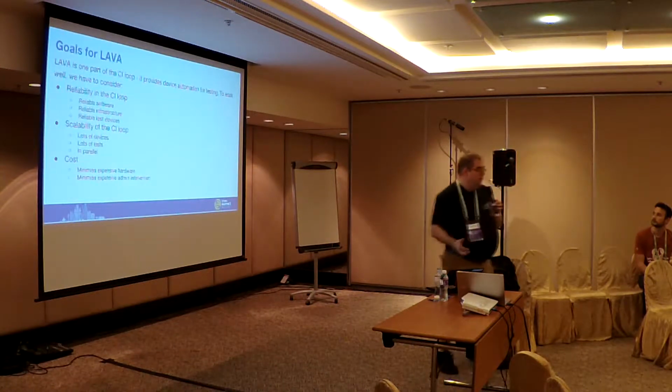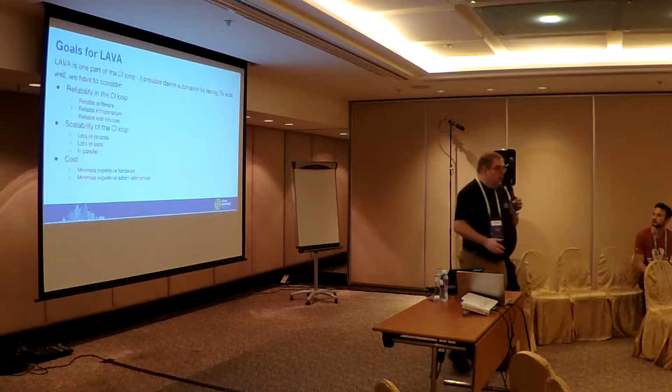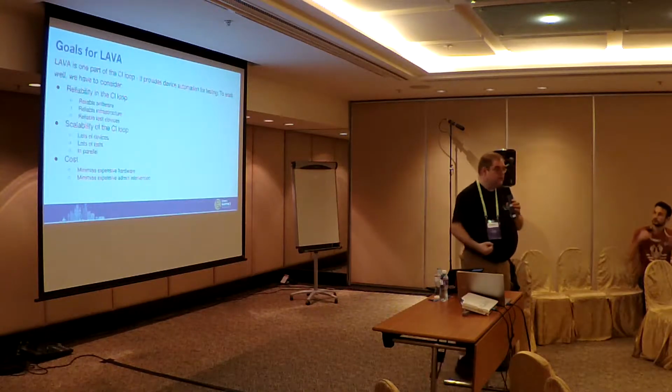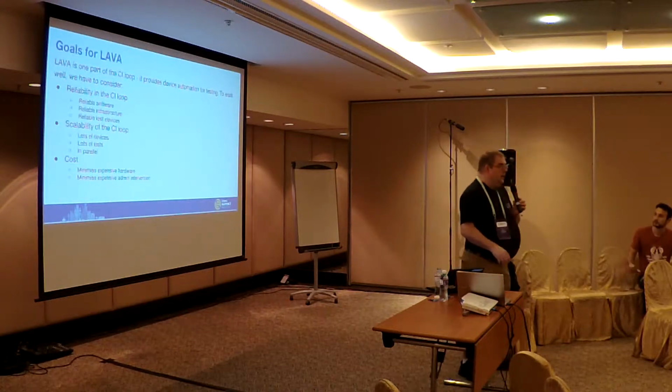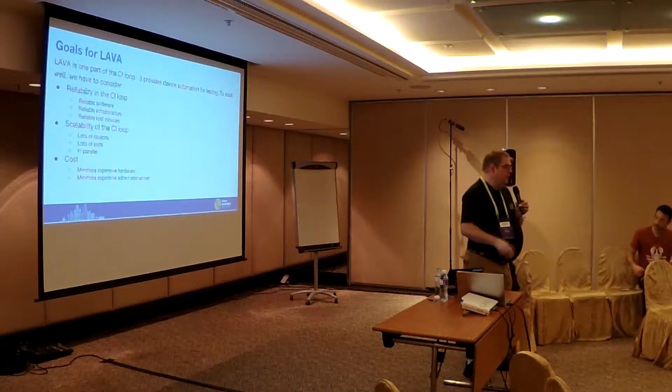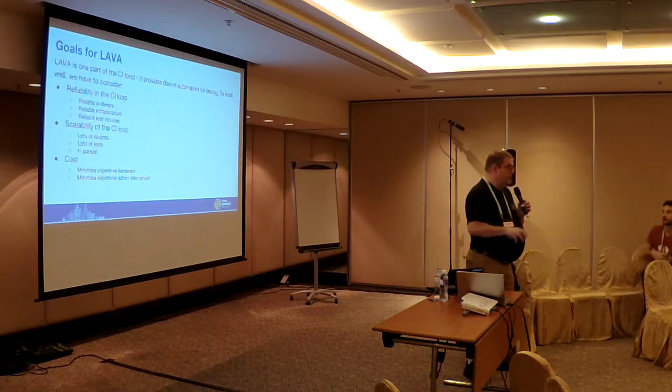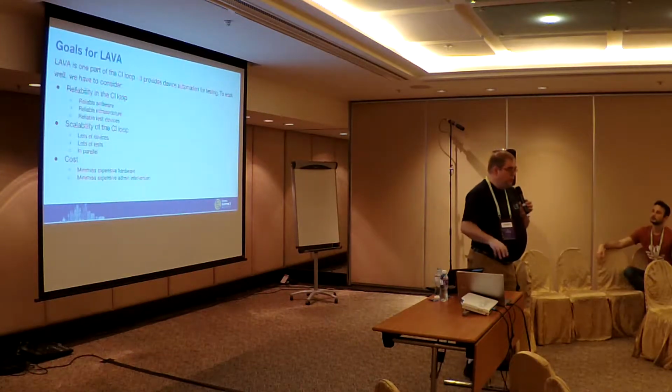We need scalability of the CI loop. We need lots of devices. We need lots of tests. They've got to run in parallel. If your CI loop does not scale up to meet your needs, things are too slow, developers are sat around waiting for days for a test to run, and after a while they'll give up waiting for you. If you're not scaling to meet the needs of your users, you're not doing useful CI.